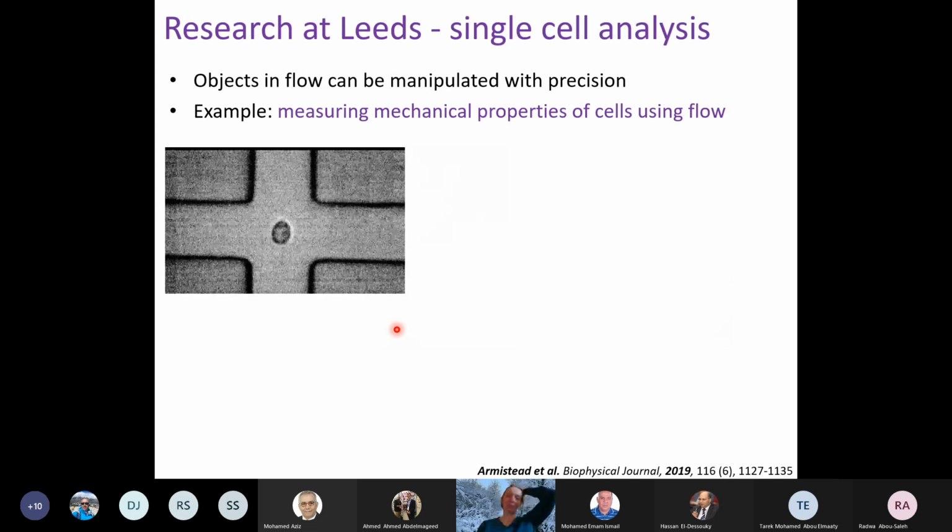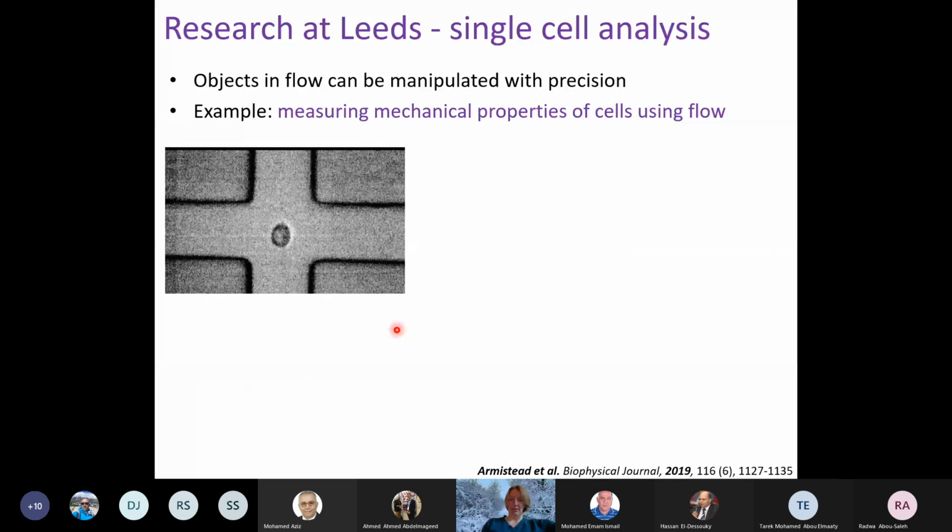Okay, so now moving on to research at Leeds. So this is where I get to talk about what we do and how we managed to do it using microfluidic devices. And I don't know if it's particularly known, but in the NMP group, the molecular and nanoscale physics group, there is a strong drive towards cancer research, both in therapeutics and in diagnostics.